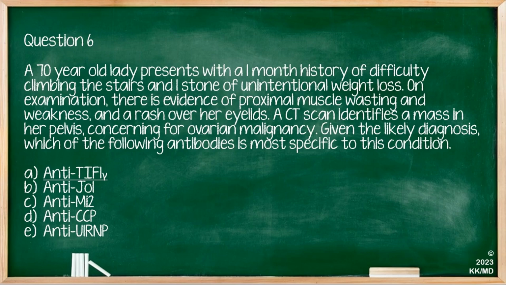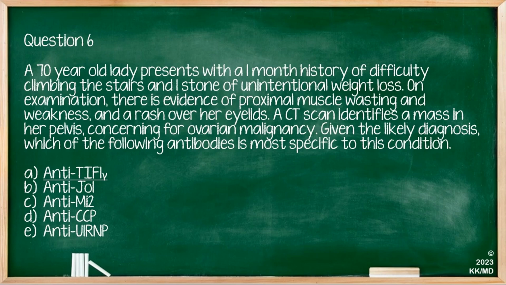Anti-MI2 is correct in that it is the most specific in dermatomyositis. However, if you read the question correctly, the question is actually asking you what is the most specific antibody to this condition. And by that condition, hopefully you have picked up that this is a dermatomyositis secondary to a malignancy, which as a result, TIF1 gamma would be more appropriate than anti-MI2.